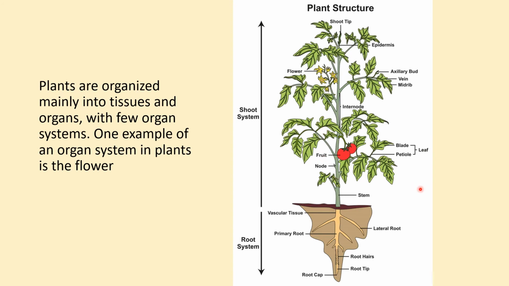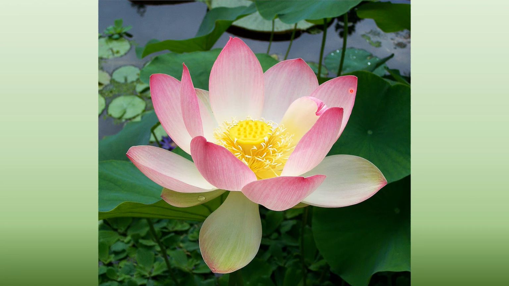So one of the exceptions to this rule is the flower. On the tomato plant, these are the flowers, these little yellow sort of star-shaped ones. This is another example of a flower. This is a lotus. So you've got the petals around the outside, and then you've got the anthers, and you've got the female part of the flower on the inside. So this is the reproductive organ system of the plant.